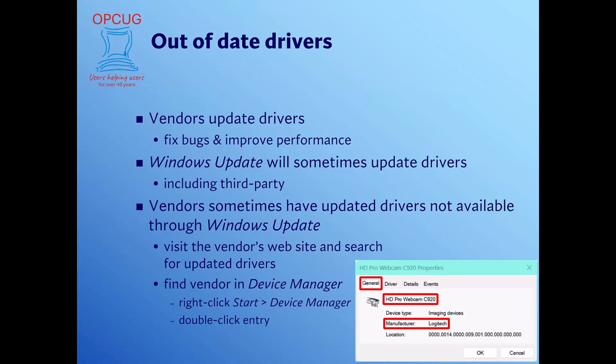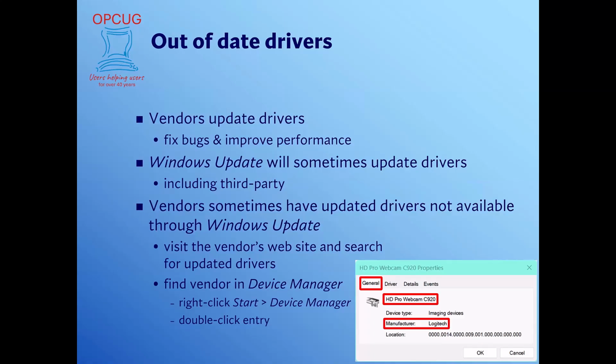Vendors do update them for bug fixes as well as performance problems. Windows Update will sometimes offer to give you updated drivers, including ones from companies other than Microsoft. And so usually if something shows up in Windows Update as a driver update, I'll accept it. Sometimes vendors will have updates that are not available through Windows Update. And this is very common with video drivers. You'll find that NVIDIA comes out with new drivers every month. And so you can either visit the vendor's website and search for updated drivers, or potentially you can do it automated as well.